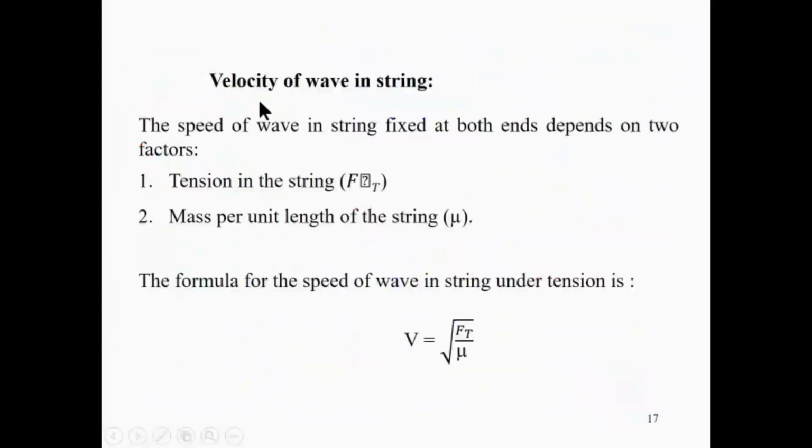So the speed of a wave in a string depends on these two quantities: the tension in the string and the mass per unit length of the string, which is also called linear mass density. I'm not deriving this formula. The formula for the speed of a wave in a string is the square root of the tension force divided by mu, where mu is the mass per unit length.